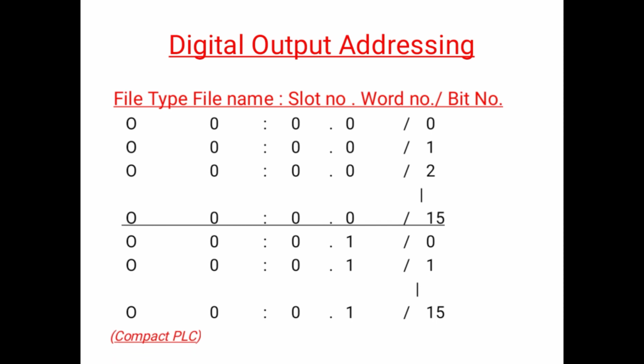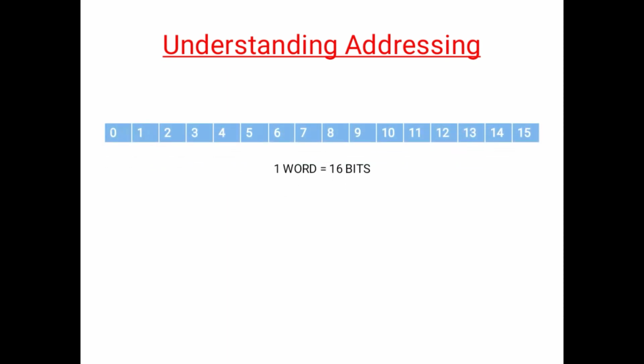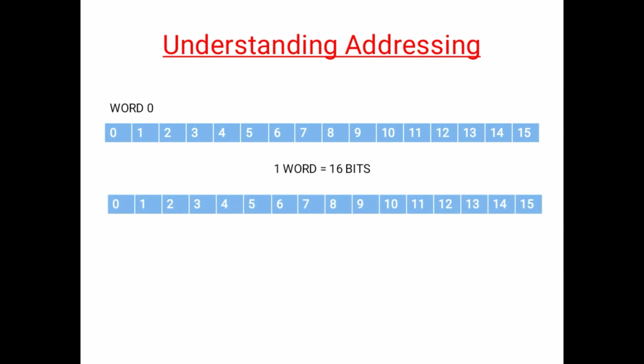So this is the addressing for compact PLC digital output addressing. Let's understand it again with this word map. This is word number 0 and this is word number 1. First is the addressing of the first output, that is O:0/0. File type is O, file name is 0, colon, slot number 0 because it is a compact PLC, dot word number 0, first word, slash bit number 0, first bit. You can see the image also.